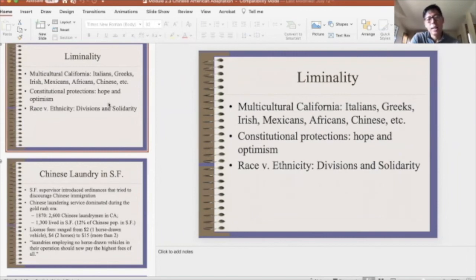So once again, the 1870s represented a state of liminality where there was a tremendous diversity in the state of California, constituted by Italians, Greeks, Irish, Mexicans, Africans, Chinese, and a number of other white populations, original Mexicanos who had lived in California, and various international populations, people from Chile and other parts of South America who had gone to California. All of these populations would come under the protection of the Constitution. Chinese, too, would be protected under the 1868 Burlingame Treaty and the Constitution and other constitutional amendments that were passed during this time period.